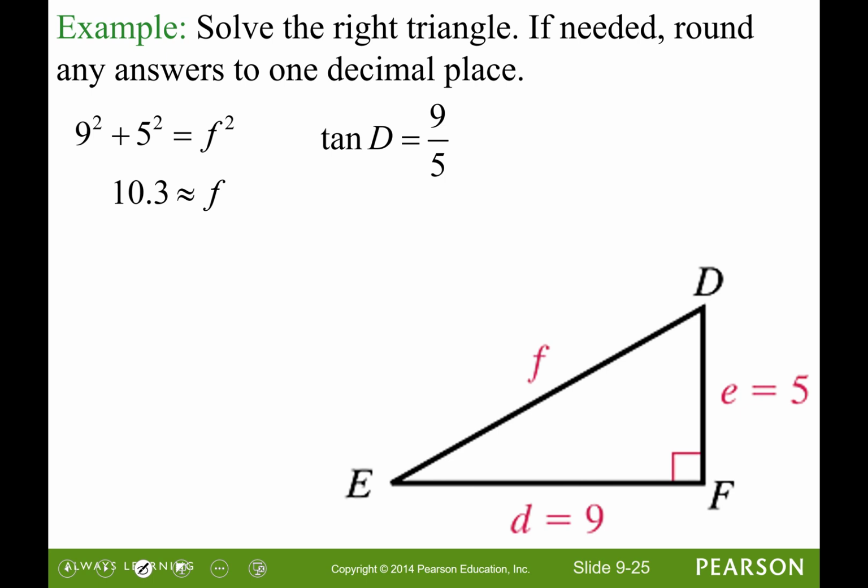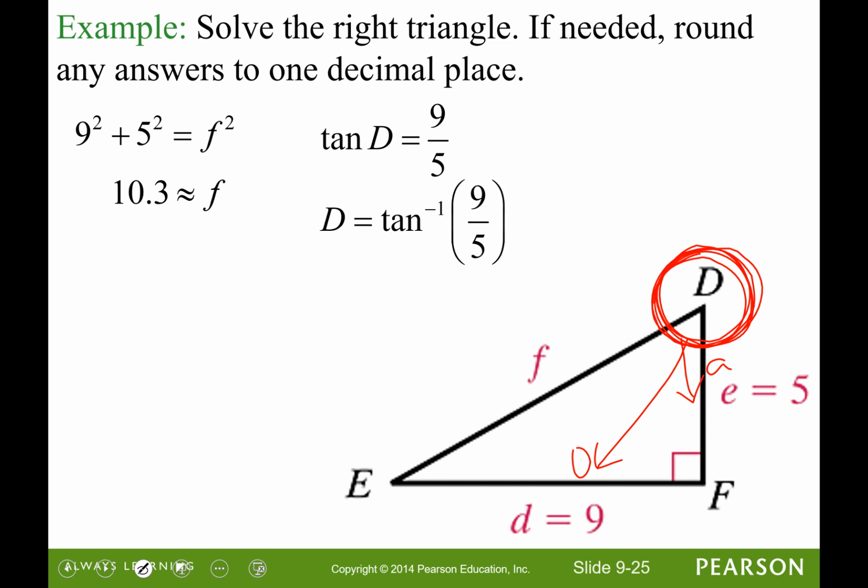Then I used tangent from the measure of angle D. I was trying to find angle D next, and I used tangent because I have the opposite and the adjacent. So tangent of angle D is 9 over 5. Now this we would use tangent inverse, and I found the measure of angle D to be approximately 60.9 degrees. And then for the measure of angle E, if you got approximately 29.1 degrees, then you got that one right as well.